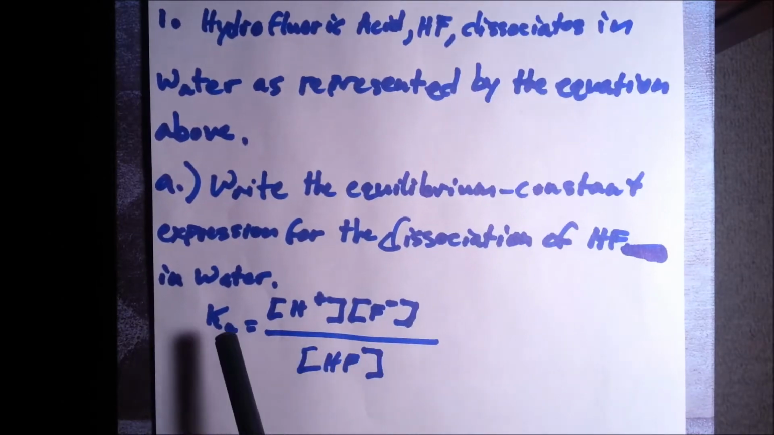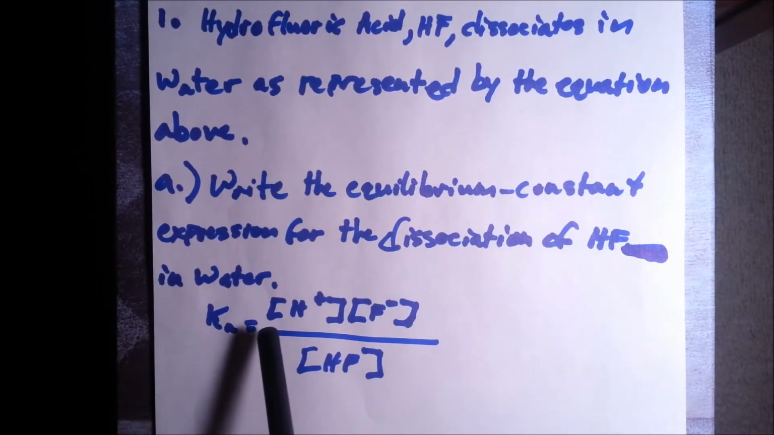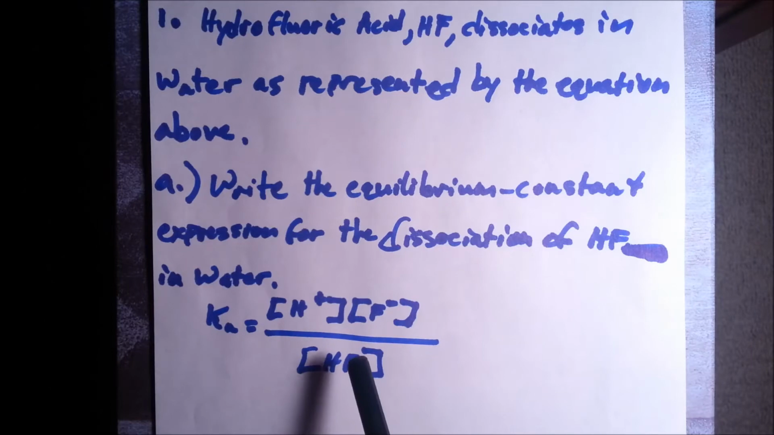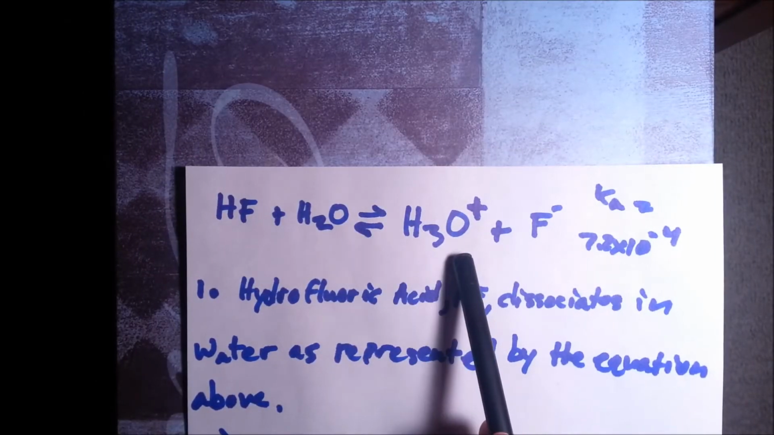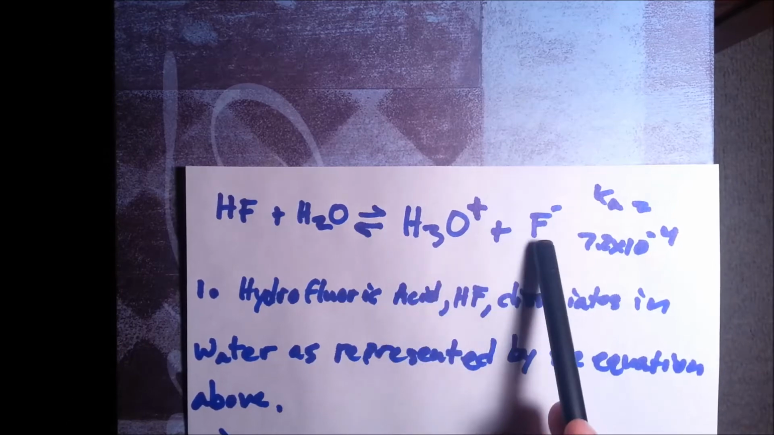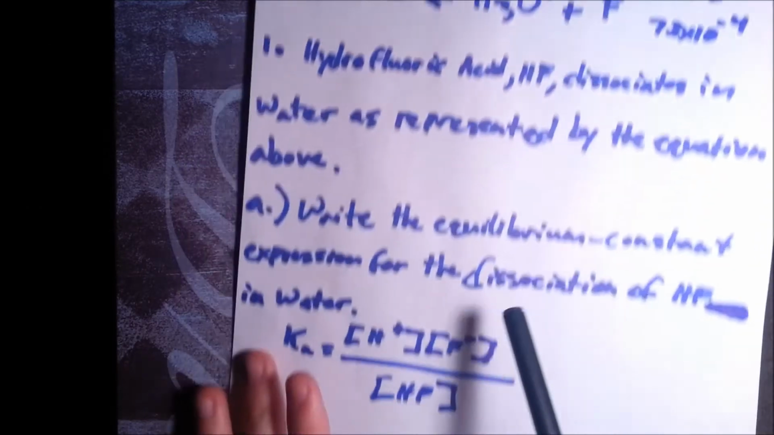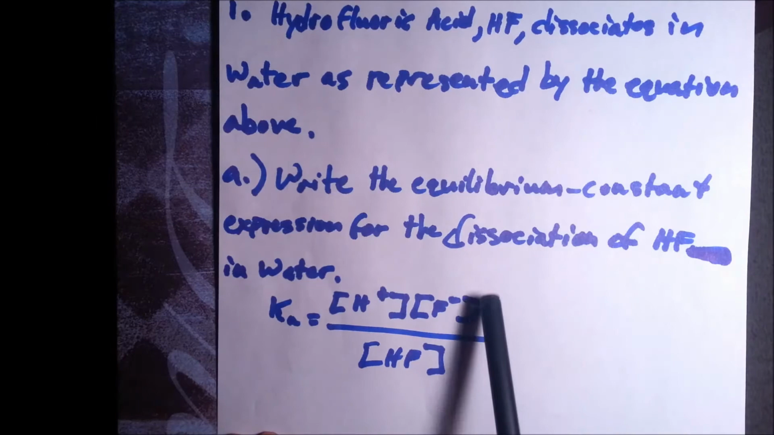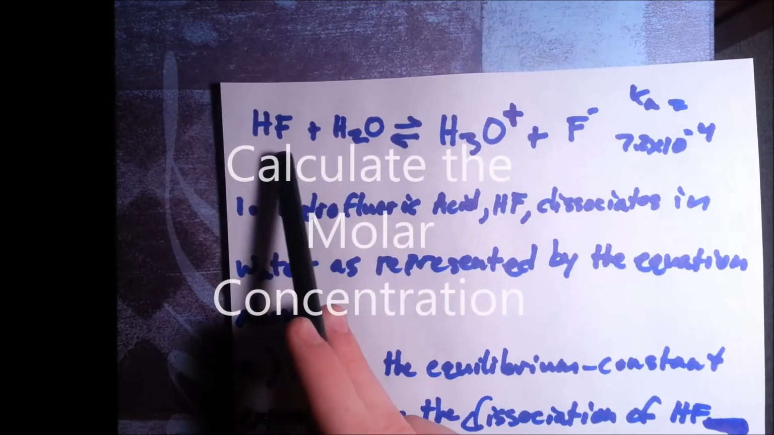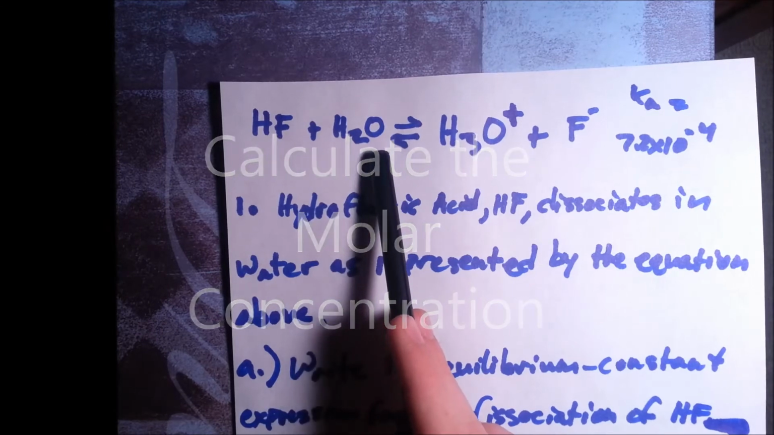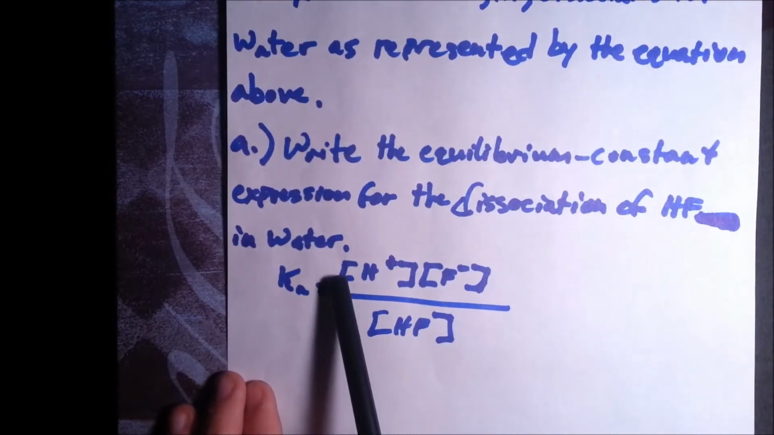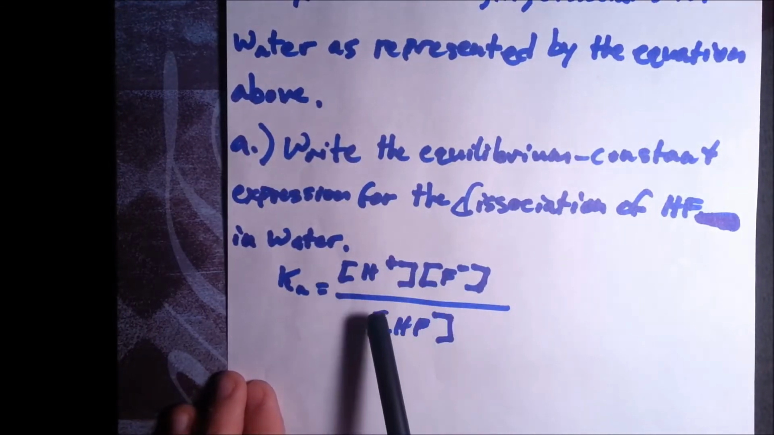So here's the given Ka. So you have Ka equals H plus and F minus over HF. So we get that by taking the H3O plus or H plus, they're the same thing, and F minus in the products and putting that on the top. And then from the reactants we have HF and H2O, but you leave out H2O because it's a liquid. So what you're left with is H plus and F minus over HF.